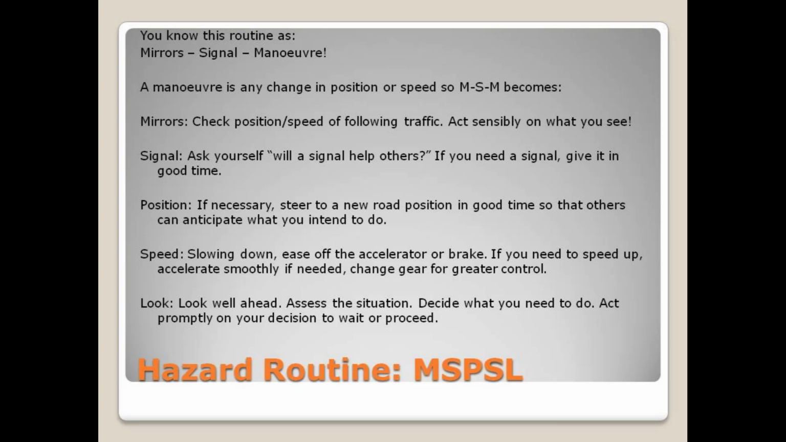Act sensibly on what you see. Signal. Ask yourself, will a signal help others? If you need a signal, give it in good time. Position. If necessary, steer to a new road position in good time so that others can anticipate what you intend to do. Speed. Slowing down, ease off the accelerator or brake. If you need to speed up, accelerate smoothly if needed, change gear for greater control.